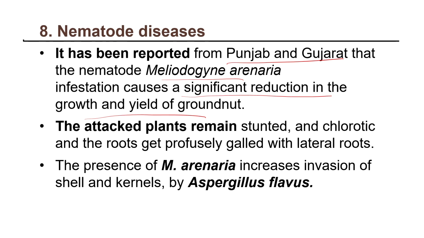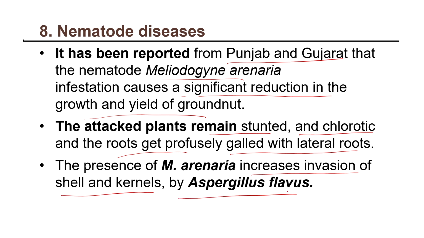The attacked plants remain stunted, their growth is reduced, and chlorotic means greenish or yellowish, and the roots get profusely galled with lateral roots. The galling means kind of knots will be formed on the roots. The presence of Meloidogyne arenaria increases invasion of shell and kernels by Aspergillus flavus. So, they will be further attacked by the fungus Aspergillus flavus, which can produce aflatoxins also. We will discuss in detail about the aflatoxins.